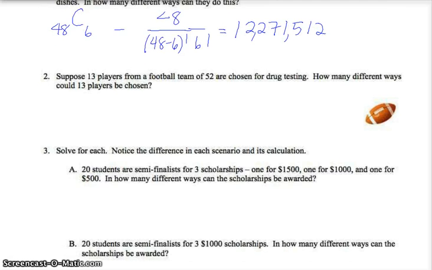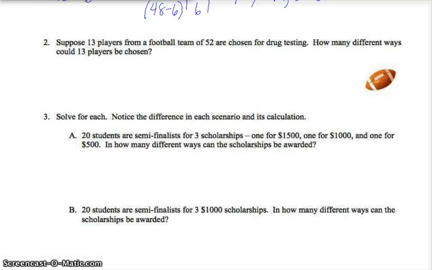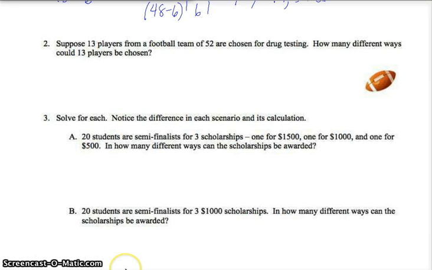All right, moving on. Suppose 13 players from a football team of 52 are chosen for drug testing. How many different ways could 13 players be chosen? Again, the order in which they choose the players doesn't matter. They're just going to go out and pick 13. If I chose Sam before Joe or Chris before Sam, it doesn't matter. It's still Chris, Joe, and Sam are all going to go get their drug test. So the order doesn't matter. It's 52 players. We're choosing 13 of them. Just use your calculator under the math button.